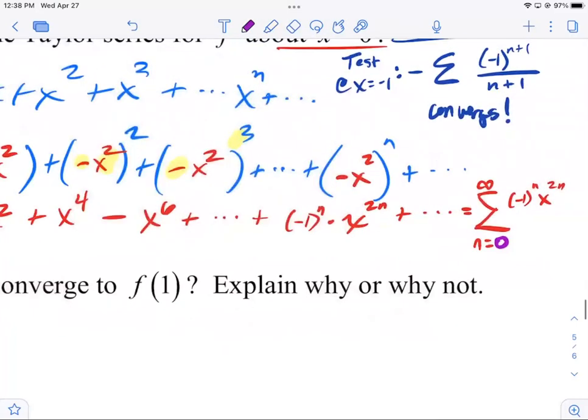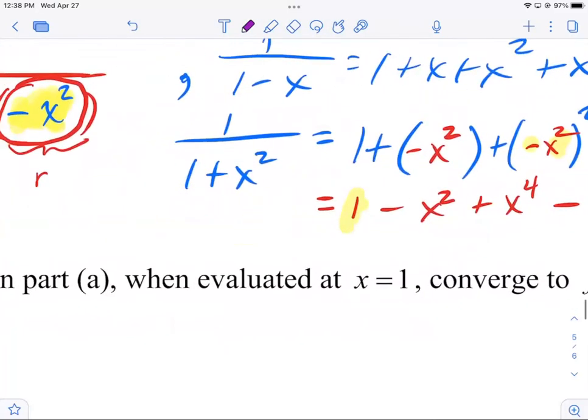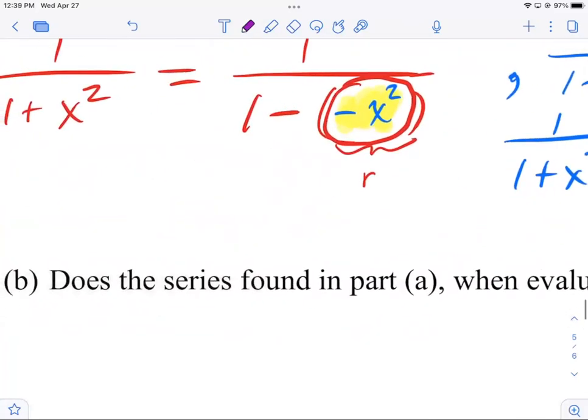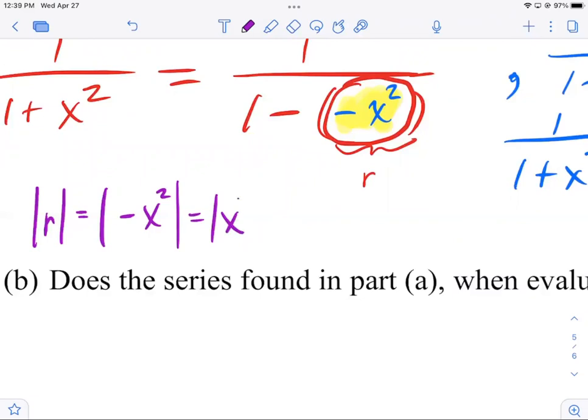All right, now let's go ahead and find the radius of convergence. This is a substitution one. So remember, to converge, we need the absolute value of r to be less than 1. Well, what is our r? We plugged in a negative x squared, right? And if I simplify that, that's like the absolute value of negative 1 times the absolute value of x squared. That's just the absolute value of x squared. And now I need to know for what values that is less than 1.